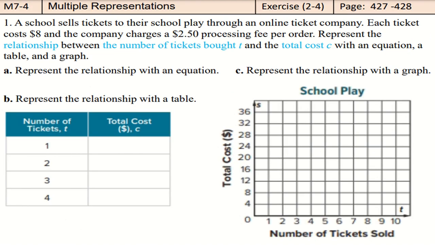Now, let's talk about this. A school sells tickets to their school play through an online ticket company. Each ticket costs $8 and the company charges $2.50 processing fee. Write the relationship. Processing fee means, I told you, this will be the extra cost, and each ticket is 8. So, what relationship will you have? Do they say any variable? Yes. Total cost is C and number of tickets is T.